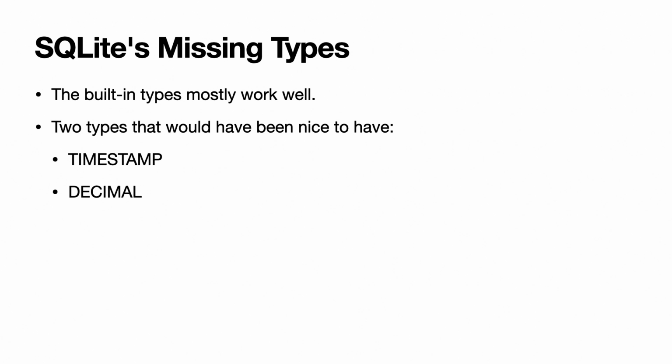The last caveat you have to worry about when you're developing is that SQLite doesn't have some types I really wish it did have. These two are timestamp and decimal types.